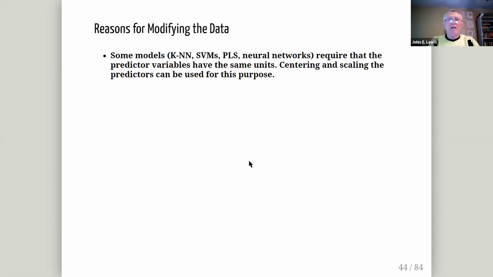So these are some of the reasons quickly for modifying your data, because some models in this particular package of parsnip require that the predictor variables have the same units. So you need to center and scale the predictors for this particular purpose.